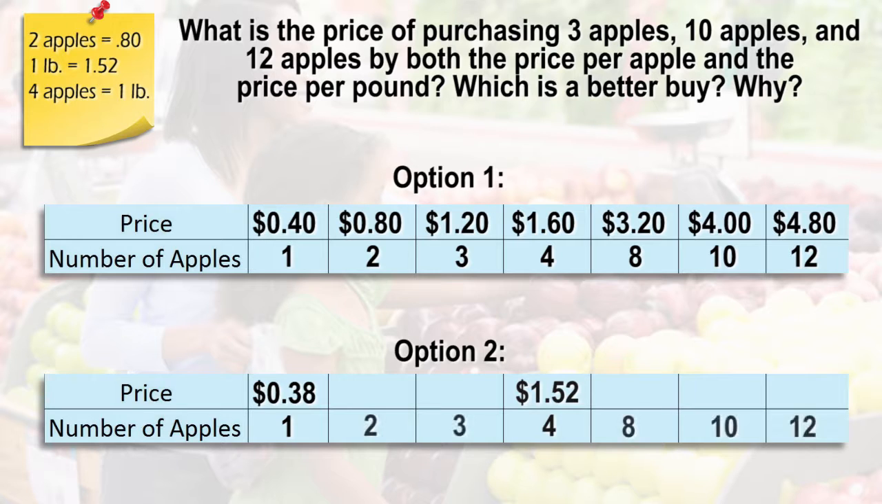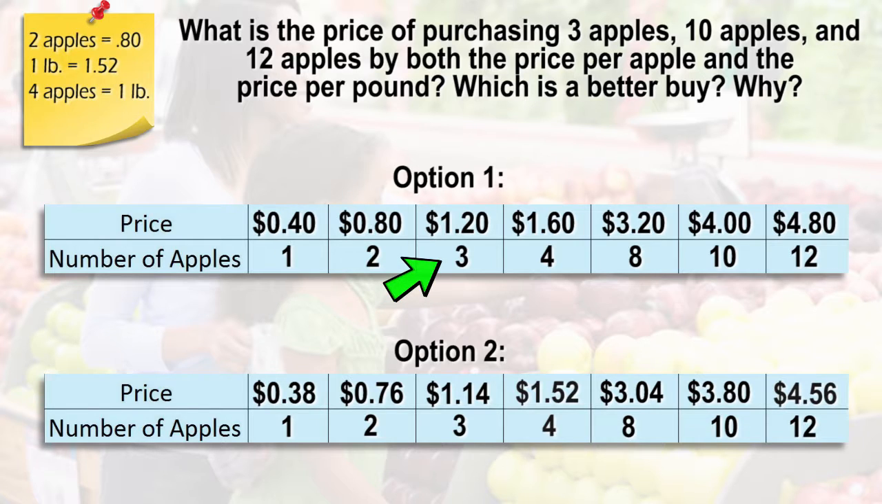Now, complete the cost for a variety of number of apples for option 2. For 2 apples, multiply the 38 cents per apple times 2 for 76 cents. For 3 apples, multiply the unit rate of 38 cents times 3 for a total of 114 cents. Continue multiplying the unit rate by the number of apples to complete the table.